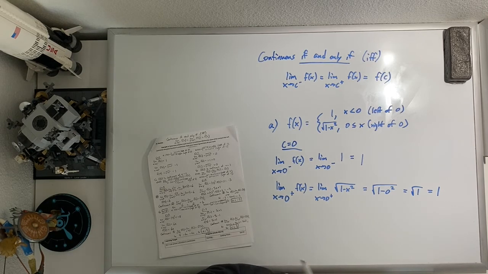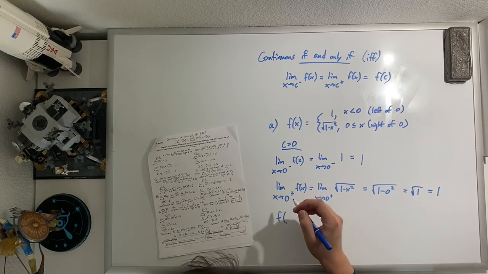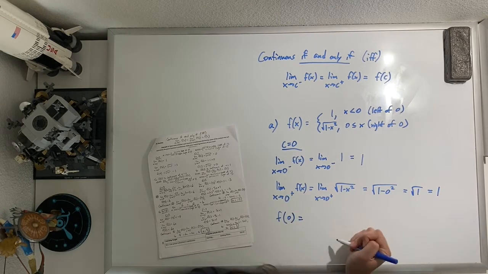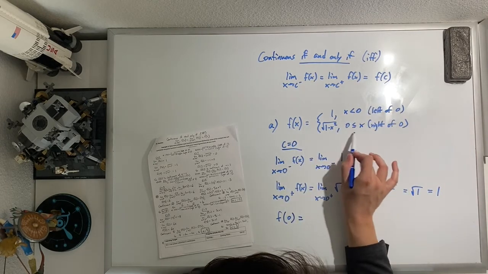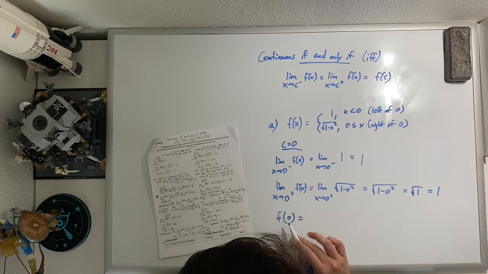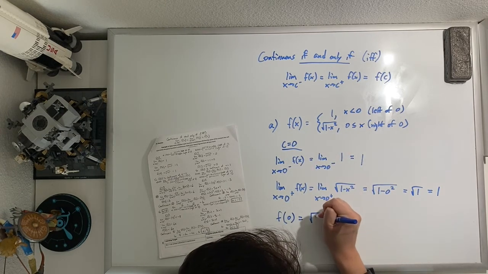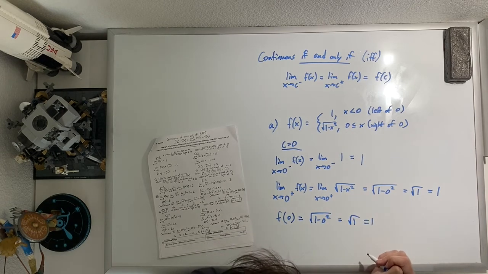Remember, the limit could exist, but the function could still be discontinuous. We need to check. So function value, what is f of 0? So we're looking at which piece we can plug into. The bottom piece is for x is greater than or equal to 0. So at 0, we're going to plug into this piece, and we end up with 1.